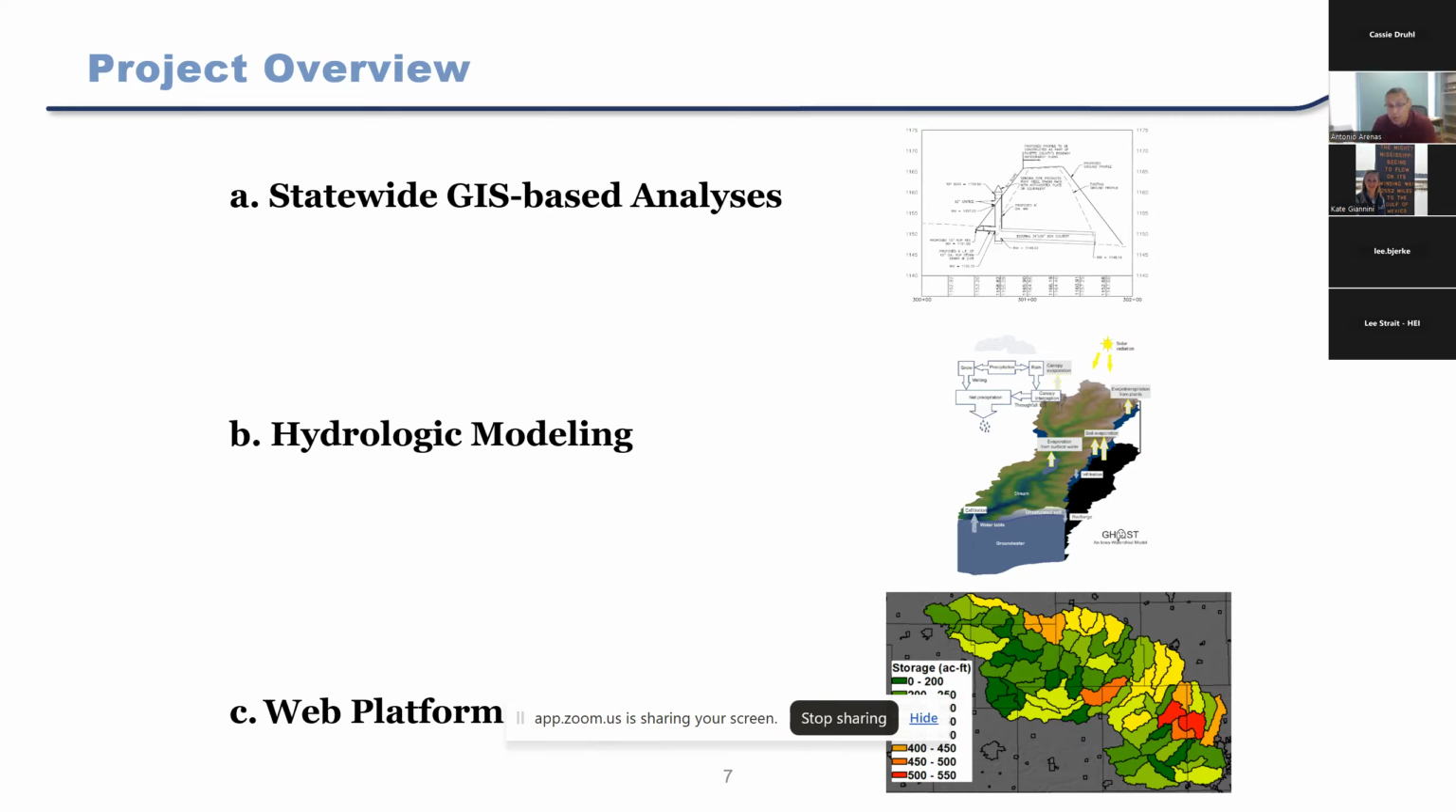The second component of the project was related to hydrologic modeling, and that modeling, and I have some slides to show you later on, was done at the structure level, so at the culvert level, if you want, and also at a HUC 12 level as well. And the third major component of the project was the development of a web platform to allow the public to visualize and use, hopefully, the results of this particular project.